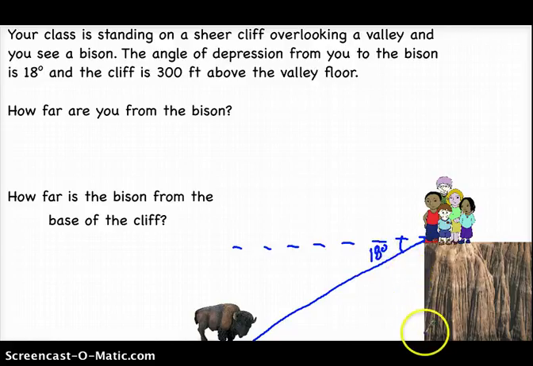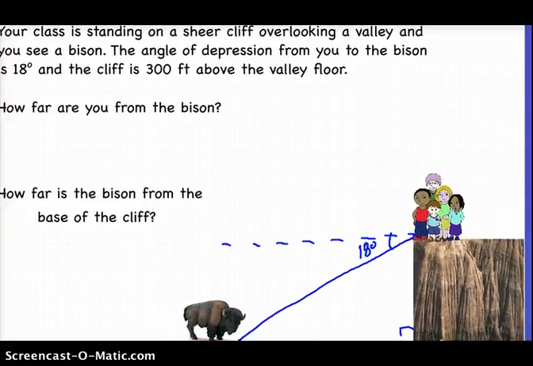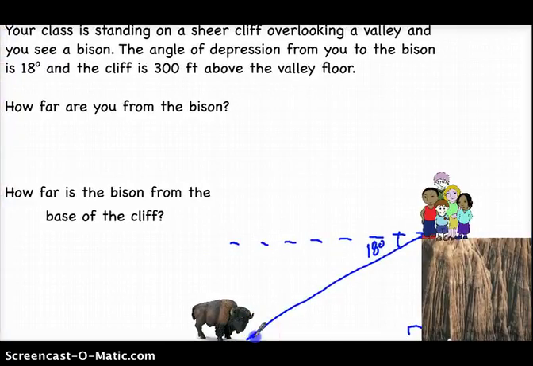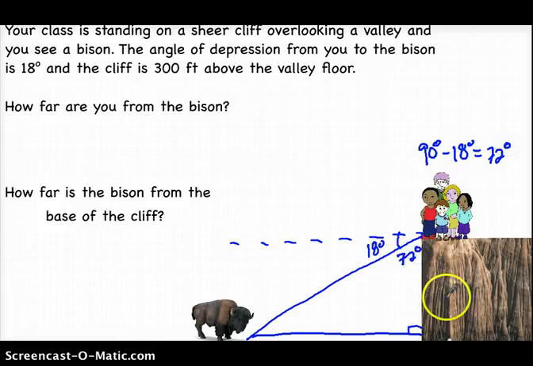Now we can use that in a couple of different ways. This sheer cliff creates a nice right triangle. So we've got our right triangle formed between the bison and the cliff. That 18 can help us with another 90-degree angle right here. If this is a horizontal and our horizontal down here, we've got a 90-degree angle. So 90 degrees minus 18 degrees can tell us that the angle inside the triangle is 72 degrees.